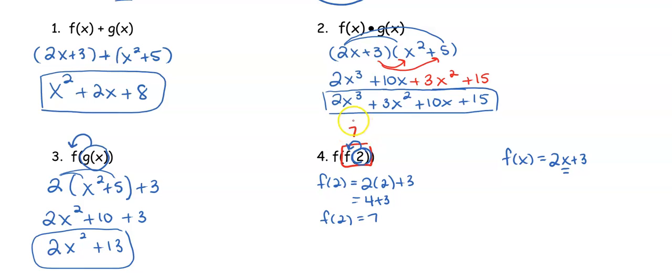Well, now I need to plug 7 back into f of x again. So now if I'm going to find f of 7, that becomes 2 times 7 plus 3.